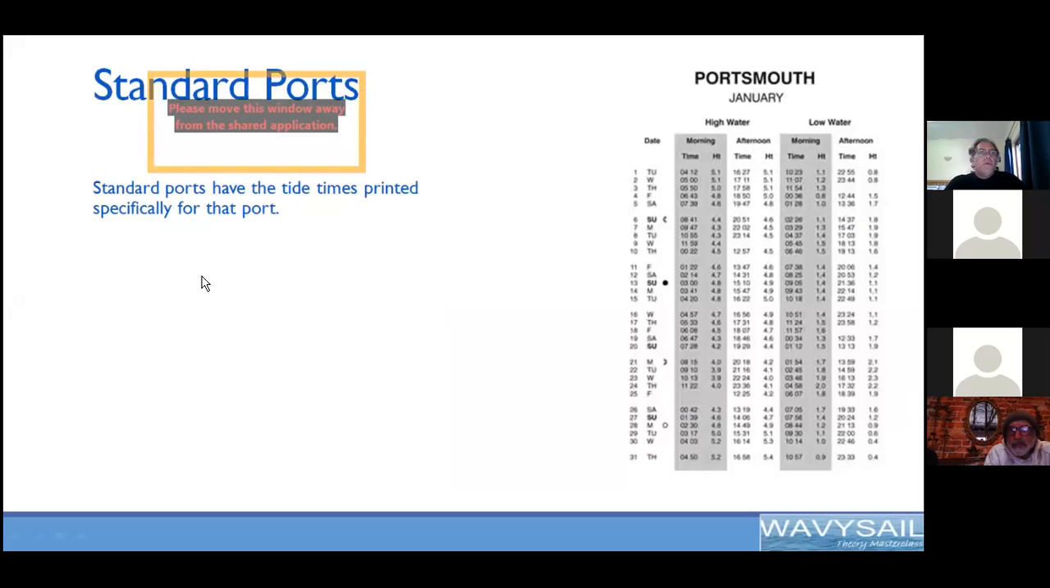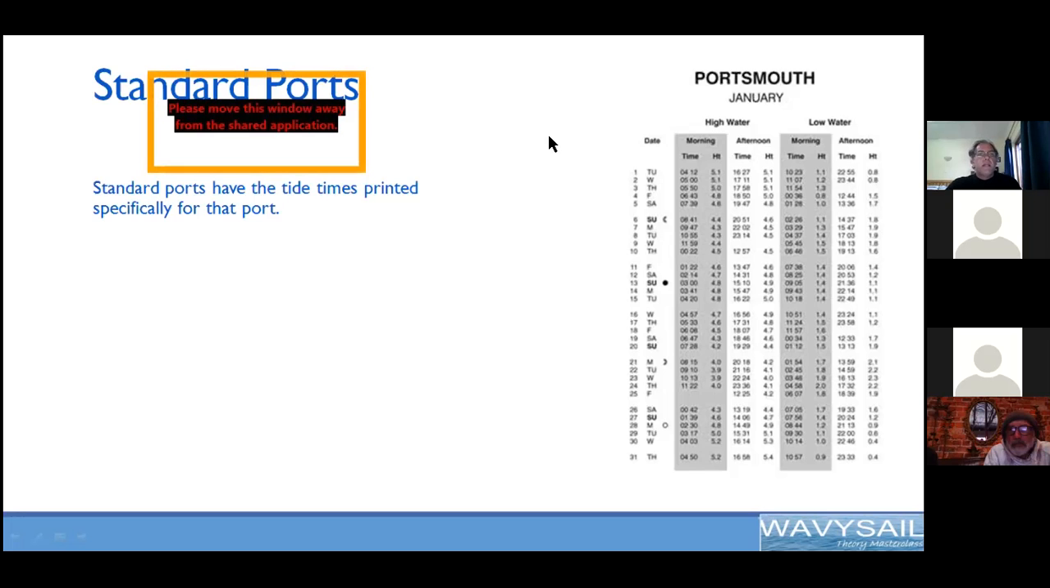So your standard ports have tide times printed for them. All major ports and cities, the likes of Cape Town, but you won't find tidal information terribly easily for small ports. I don't know if there is tidal information for Hout Bay, for instance, but I know on the south coast of England, you can go from Portsmouth and then you want to go to Ryde and there's no tidal information. It's a secondary port. You have to then work it out.